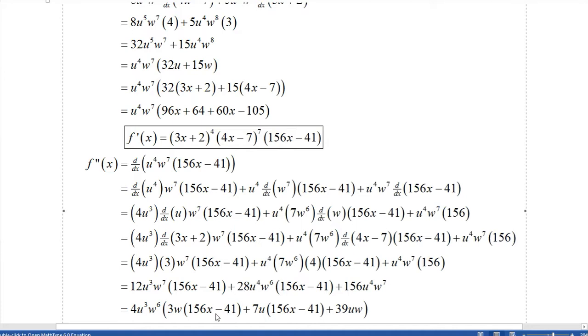Plus, 28 divided by 4 is 7. U to the 4th divided by u cubed is u, and the w's, notice, are the same, so they cancel out. And we still have this factor of 156x minus 41. Finally, 156 divided by 4 is 39.